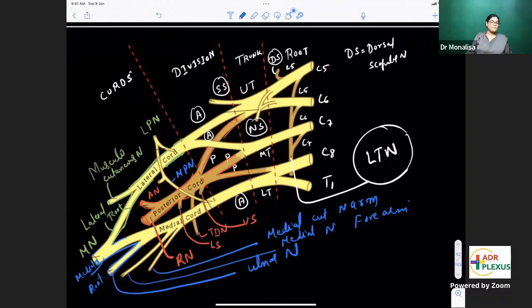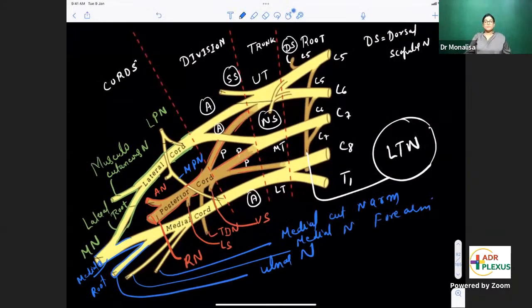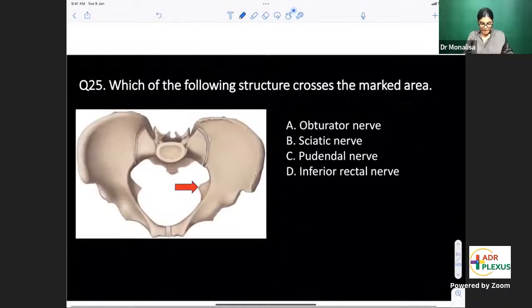So in short, we have done with the identification of all the nerves. If I just highlight it, you can see the identification of all the nerves. Already we have taken the theory part and we have discussed this in much more detail. So this was just a quick revision of identification of all the important nerves of the brachial plexus. Let's quickly move on to the next MCQ. All the best, my dear aspirants.